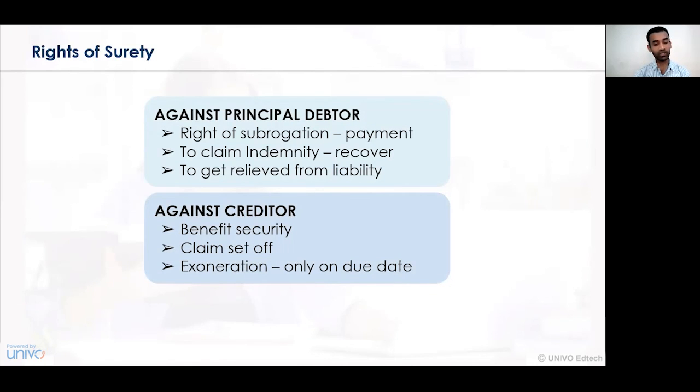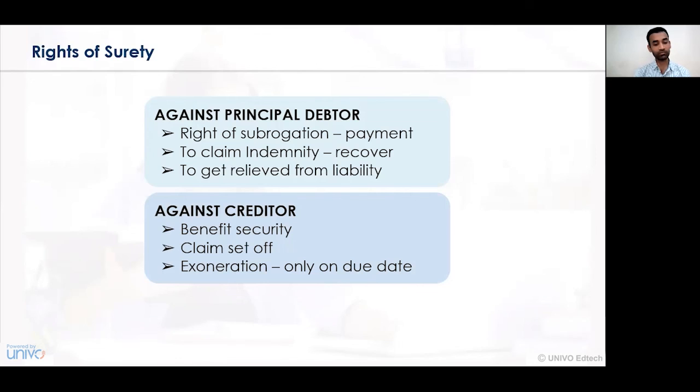Number one, benefiting the security. Always the surety has to provide a security to the creditor that if the principal debtor does not make the payment, then the surety will definitely make the payment on his behalf. Claim settlement. So if the principal debtor makes a certain amount of payment, either a part payment or a full payment, then accordingly the surety has a right to get the settlement of a particular claim and accordingly set off his liability and also set off the liability of the creditor.